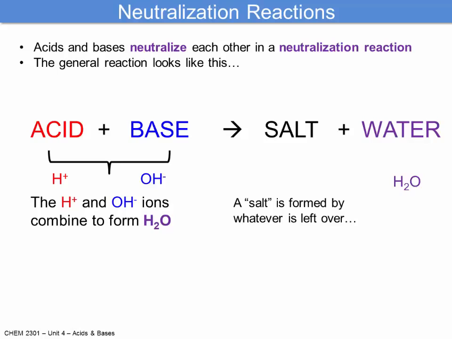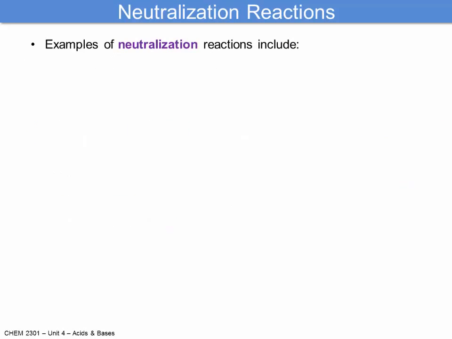We also end up with a salt formed by whatever is left over from the acid and the base that are not the hydrogen ion and the hydroxide ion. So let's take a look at an example of that.